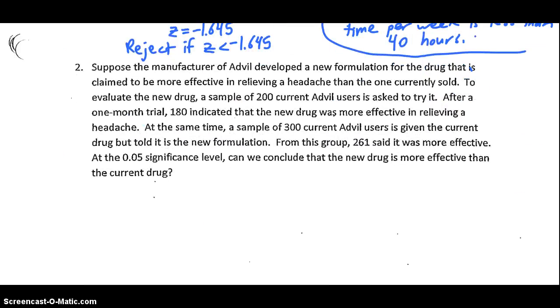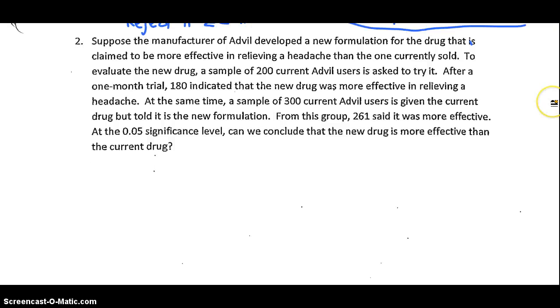Number 2, suppose the manufacturer of Advil developed a new formulation for the drug that is claimed to be more effective in relieving a headache than the one currently sold. To evaluate the new drug, a sample of 200 current Advil users is asked to try it. After a 1-month trial, 180 indicated that the new drug was more effective in relieving a headache. Let's pause right there. 180 out of 200. Anytime you have something that's out of or something along those lines, you have a proportion. We just need to figure out if we have one proportion or two.